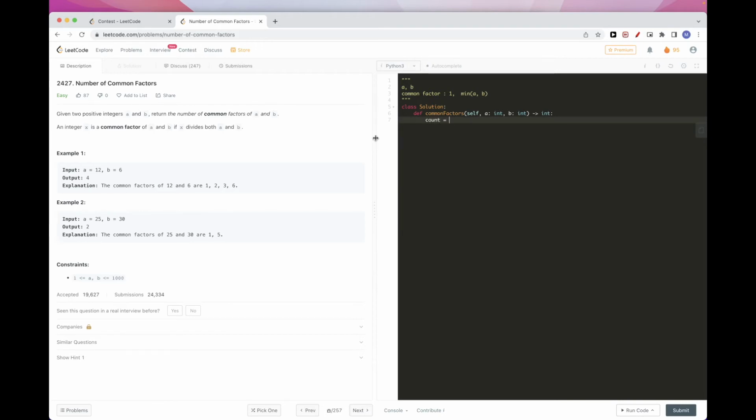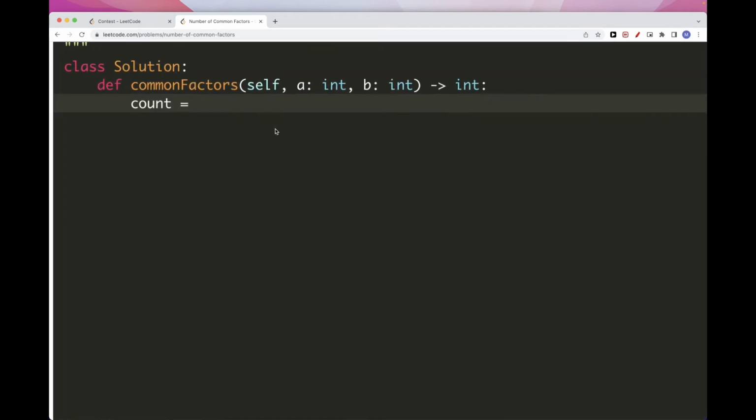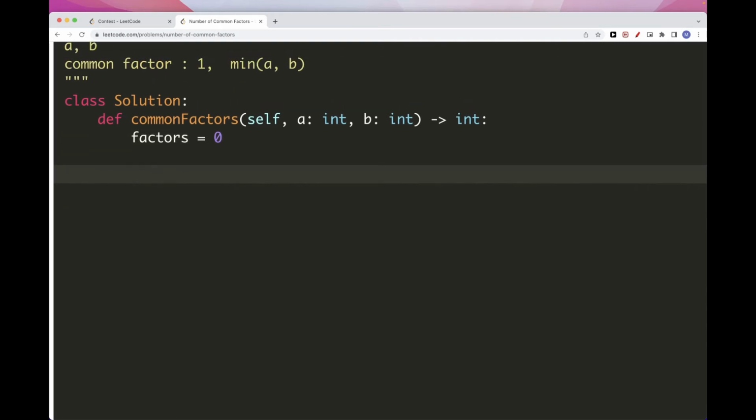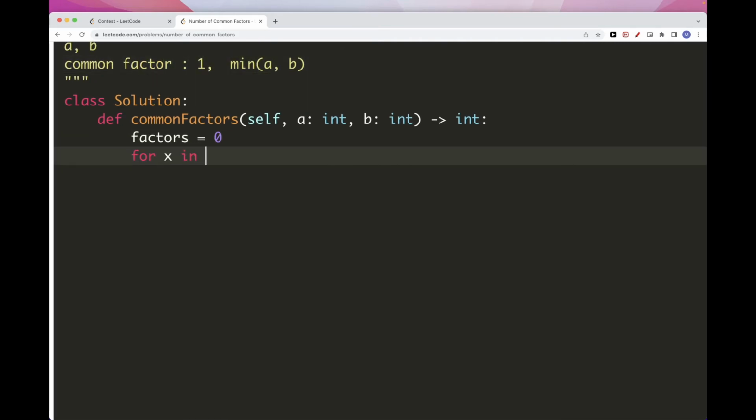So we want to count them, right? So this is the count of factors. Maybe we can call it factors. And since we know that the common factors are between these two, we can just iterate over the range from 1 to the minimum of both. And we want to include that exact minimum, because let's say the minimum is b, b divides b, and if it divides a, then that's a common factor.